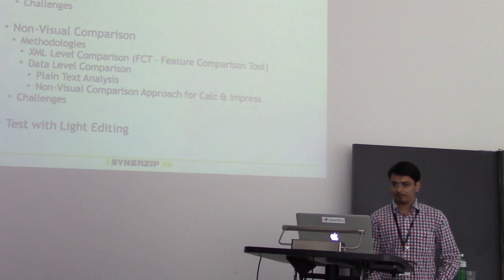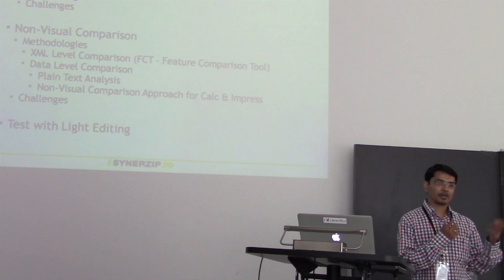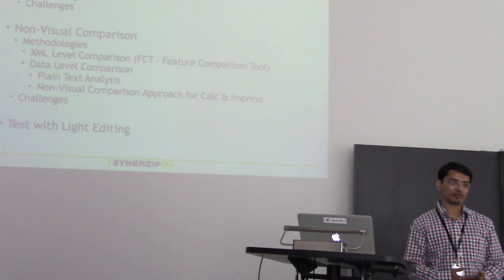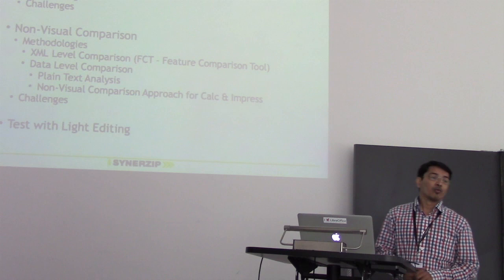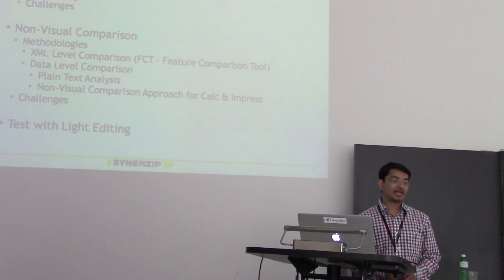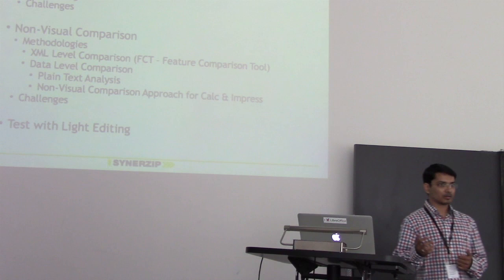So basically these are the topics. You can measure the interoperability improvements in two ways: one is visual and the second one is non-visual. Under non-visual, there are again types of comparisons. You can do an XML level comparison. The second one is data level, meaning whether the data in my document, in the original and the round trip, is preserved perfectly fine or not. You can measure that.